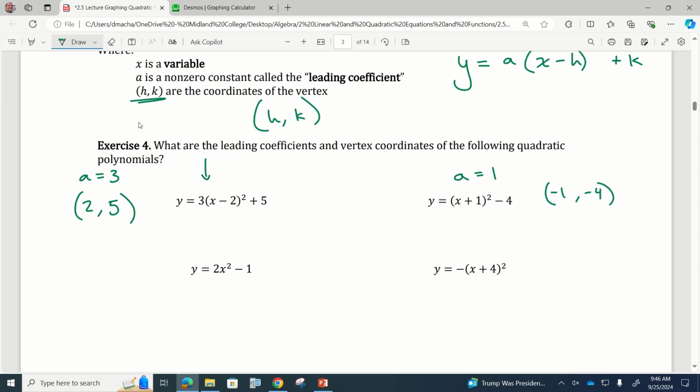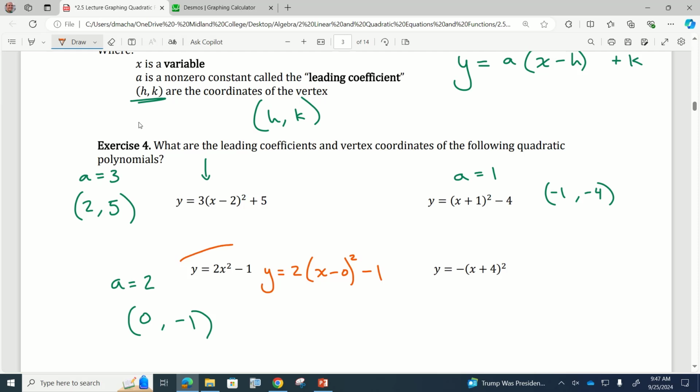Down here, the leading coefficient is 2, and the vertex is at 0. Very good. This is a tricky question. But if this were in vertex form, and the x coordinate of the vertex is 0, well then you don't have to write minus 0, and you don't need the parentheses either. So you just write it like 2x squared minus 1.